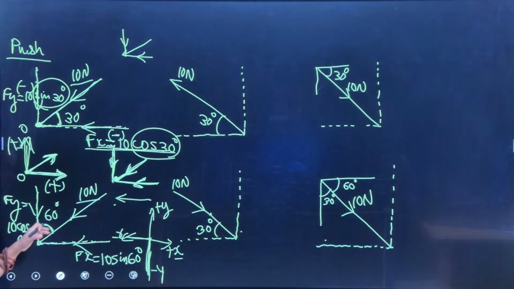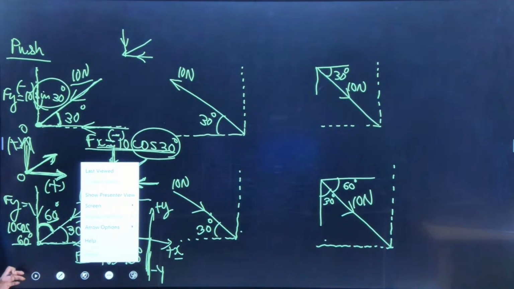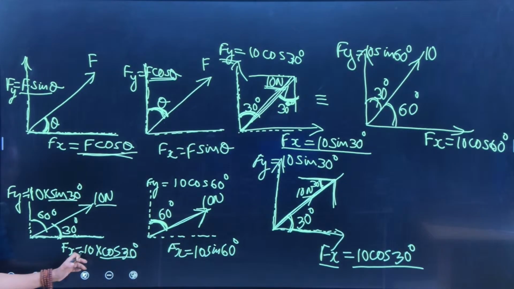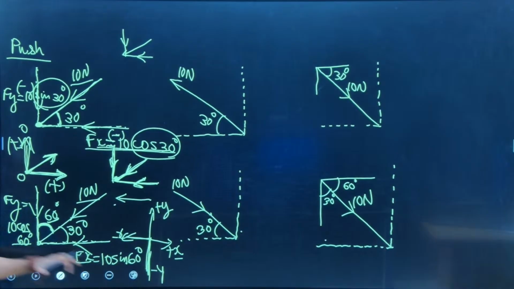Since I am considering this 60 degrees and this is with the vertical, I am taking this as the cos component and this as the sine component. In an alternate way, instead of taking 60 as my angle of inclination, I could have taken 30 as my angle of inclination. Then in that case, Fx would have become 10 cos 30 degrees and Fy would have become 10 sine 30 degrees.